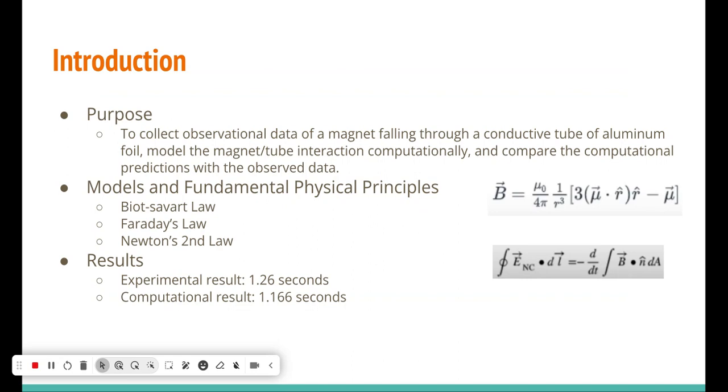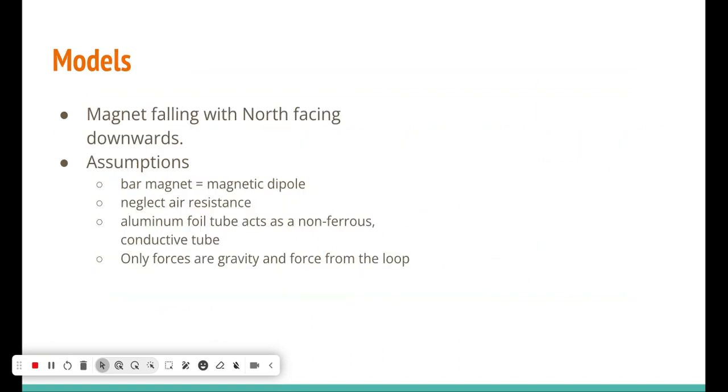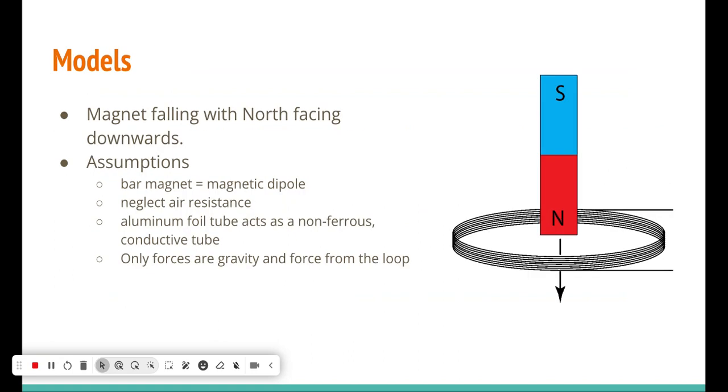And then the principles we're going to use are the Biot-Savart law, Faraday's law, and Newton's second law, and then our results of the experiment are listed there. So this is the model we're using. We're going to use a magnet with the north facing downwards, and we're going to drop it into a tube.